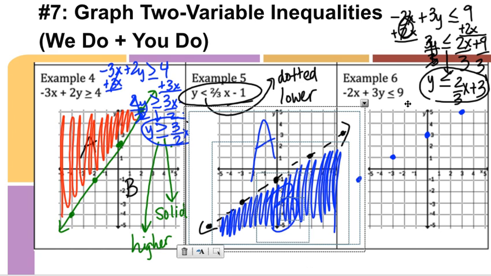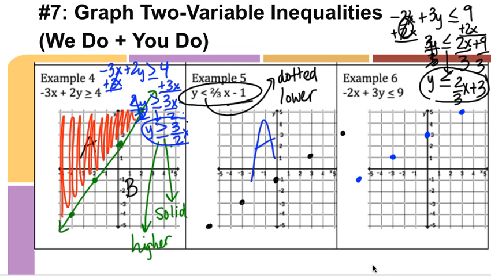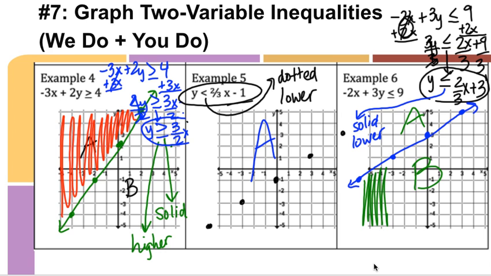Okay. So now, if you're looking at example 6, is this going to be a solid line or a dotted line? We should know by now that this will be a solid line. It has the equal to symbol. Okay, and then this is a less than or equal to, so that means that I'm going to shade lower. So I have two big sections here, section A and section B. So which section is lower? Section B is lower, so I'm going to shade all of section B.